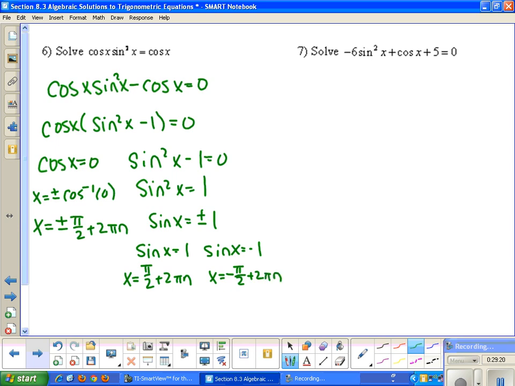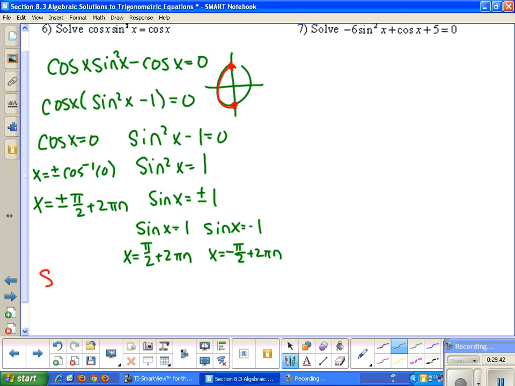For these solutions, I would notice something right away: if I have plus or minus my value on my unit circle, all of these answers can be simplified because I'm hitting every single pi on my unit circle. So I can simplify this into x is equal to just pi over 2 plus pi n. That takes care of all of my solutions. If you can simplify it, I would suggest doing that.